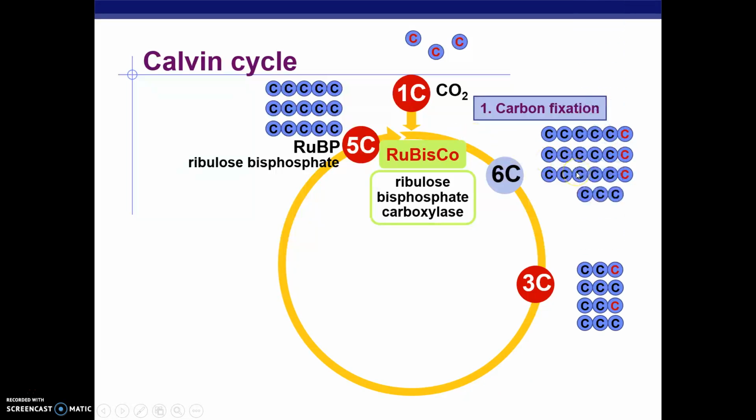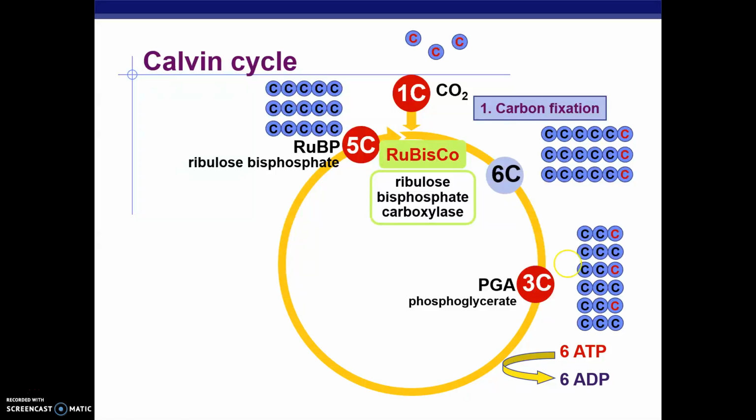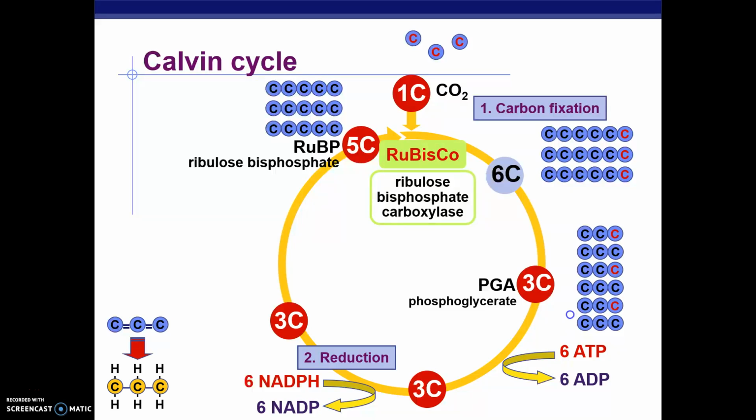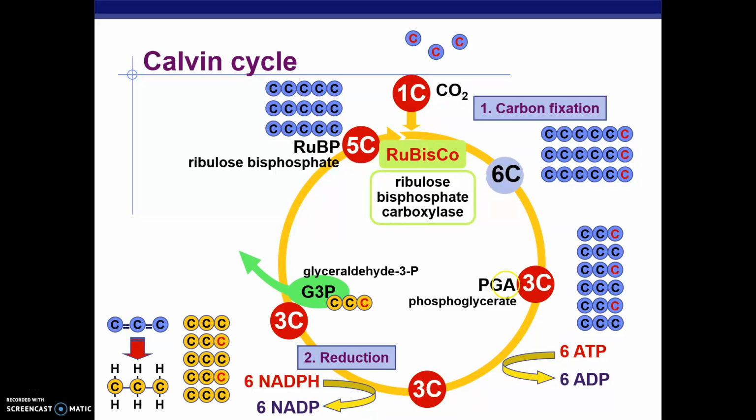The 6-carbon compound immediately breaks down into 3-carbon PGA, phosphoglycerate. So 3 molecules of 6-carbon compound give us 6 molecules of 3-carbon compound, which utilizes 6 ATPs and gets converted into another 3-carbon compound, which further undergoes reduction to form the 3-carbon glyceraldehyde 3-phosphate, which is also known as G3P in short.